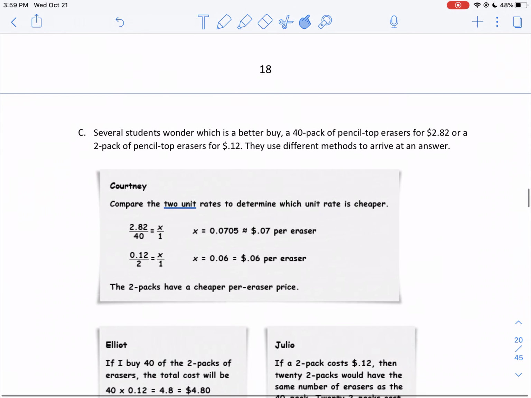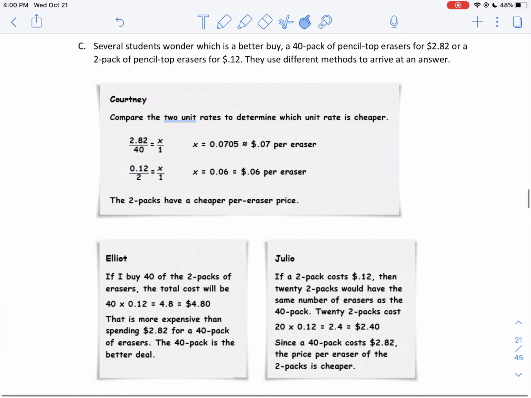Okay, next part C. Several students wonder which is a better buy: a 40-pack of pencil top erasers for $2.82 or a 2-pack of pencil top erasers for 12 cents. They use different methods to arrive at an answer.